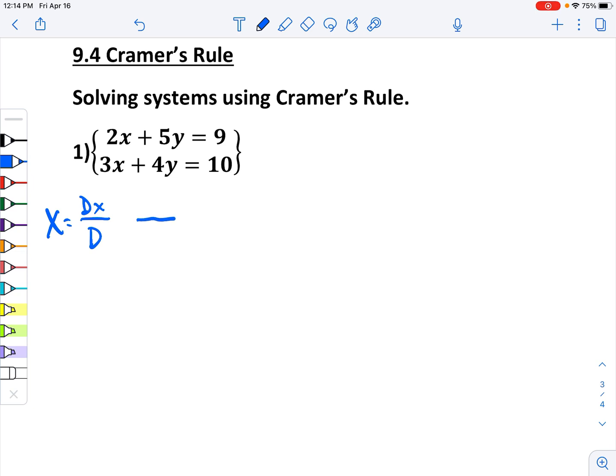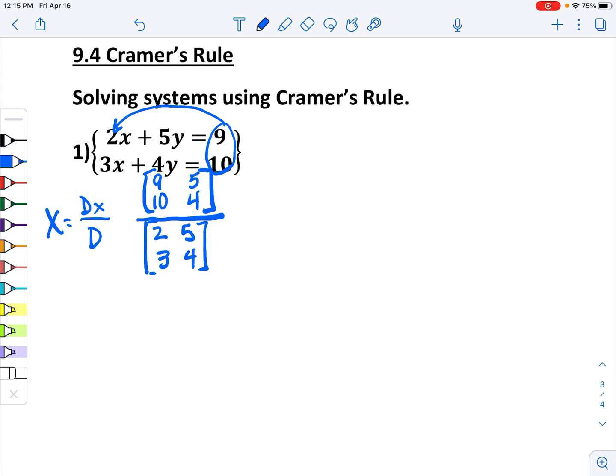D is going to be your coefficient matrix. My coefficient matrix is 2, 5, 3, and 4. Okay, that's my coefficient matrix. But on the top, if I'm working on x, I substitute my constant matrix in for my x values. So instead of 2, 3, this is going to give me 9, 10, but the y's stay the same.